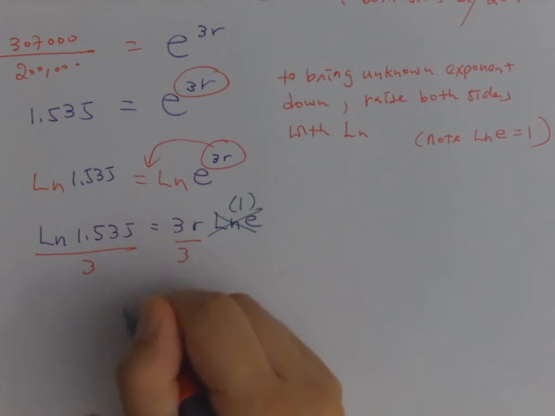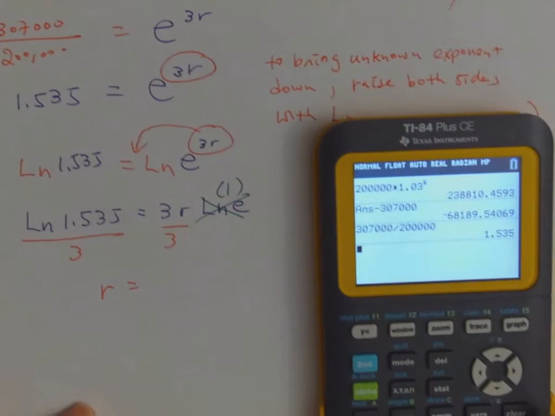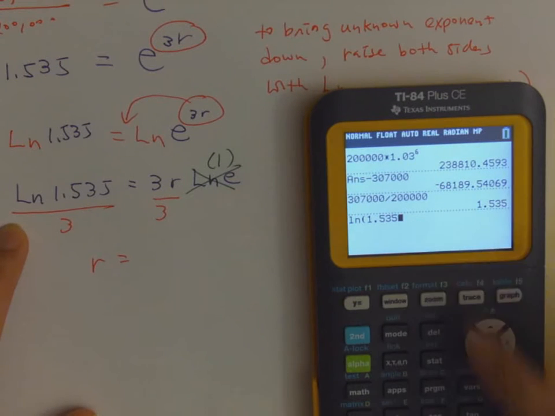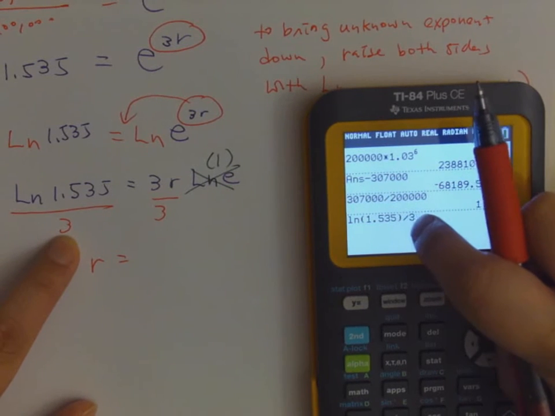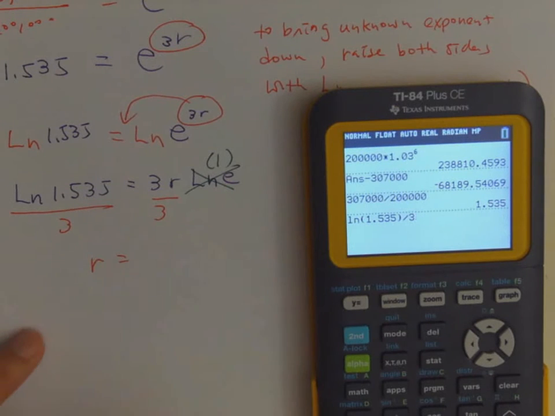So on the test, make sure you show me steps, okay? And be very careful when you do ln(1.535), make sure you close the parenthesis here, okay? Otherwise the thing will be incorrect. Divided by 3. If you don't close it, it closes at 3, it would be the whole ln with that, so it's not quite the same thing.